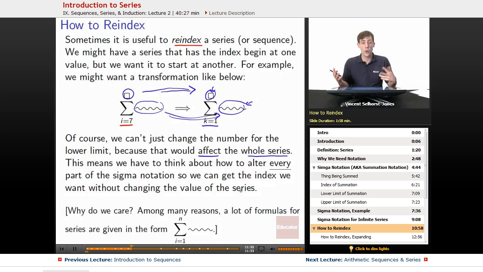Otherwise, we would have altered the whole thing. If we start at one starting place and then we just change the starting place and we don't do anything else, well, you start at a different starting place, you're going to have different values coming out. So since we want to wind up having the same value come out of our two ways of talking about it, we have to alter every part of the sigma notation so that we can get the index we want without changing the value that comes out of it.